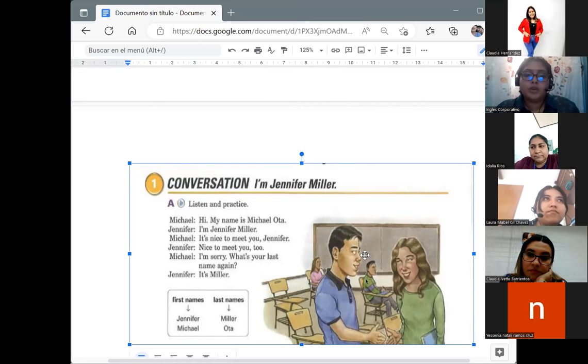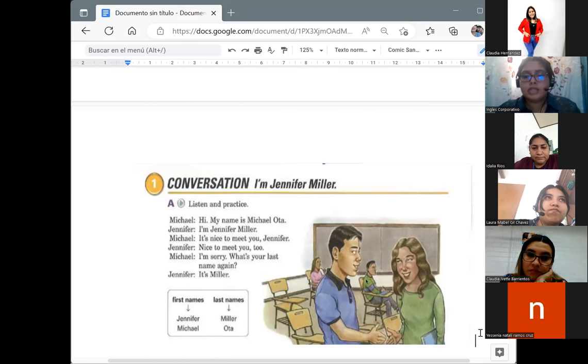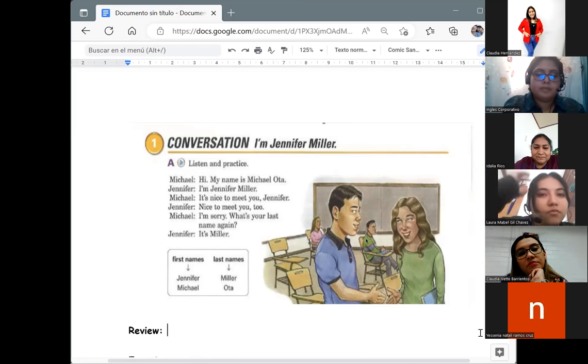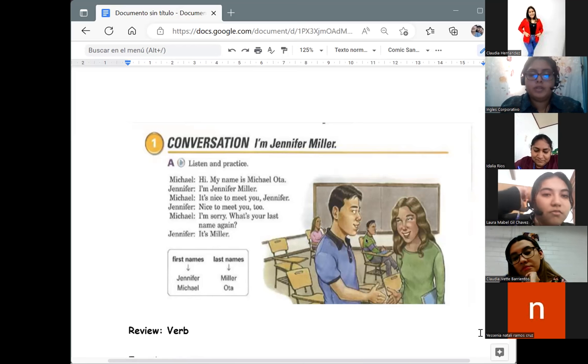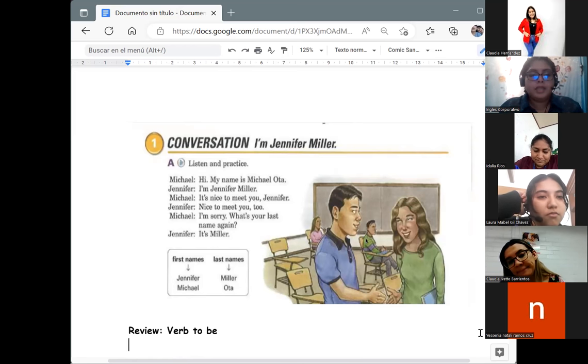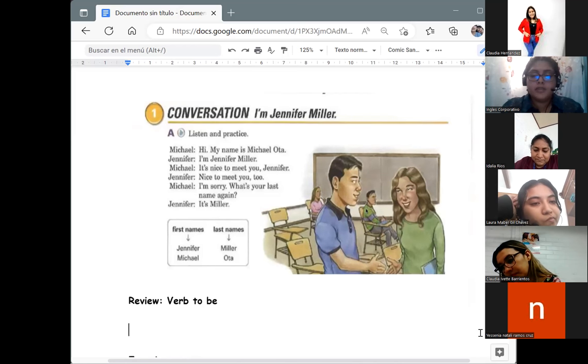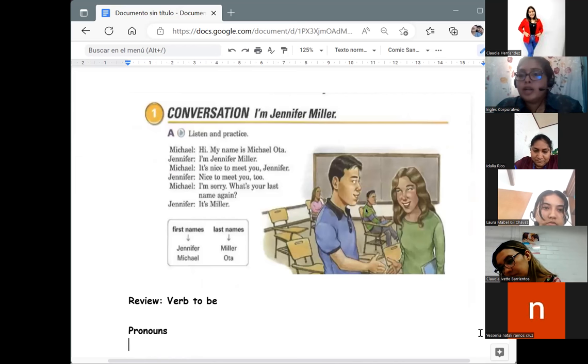Then, I'm sorry, what is? So in this case, we are going to make a review. Vamos a hacer un pequeño review del verbo to be. Verb to be. Remember that we have the pronouns. Tenemos los pronombres. That is the first thing. Pronouns. What are the pronouns? ¿Cuáles son los pronombres?